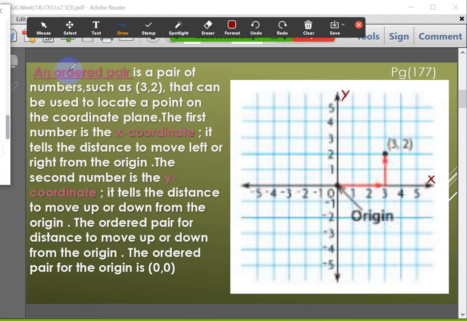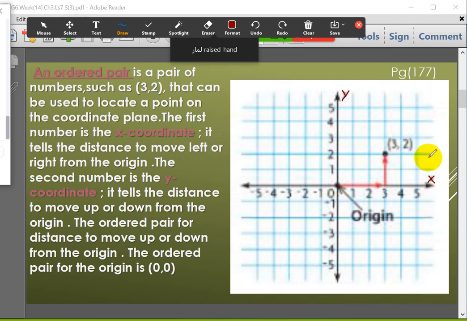So, what is an ordered pair? An ordered pair is a pair of numbers like 3, 2 that can be used to locate a point on the coordinate plane. So these numbers help us if I want to locate any point in this coordinate plane. I will use those numbers to locate the point. How will I do that? Girls, focus with me, please. The first number is the x-coordinate.